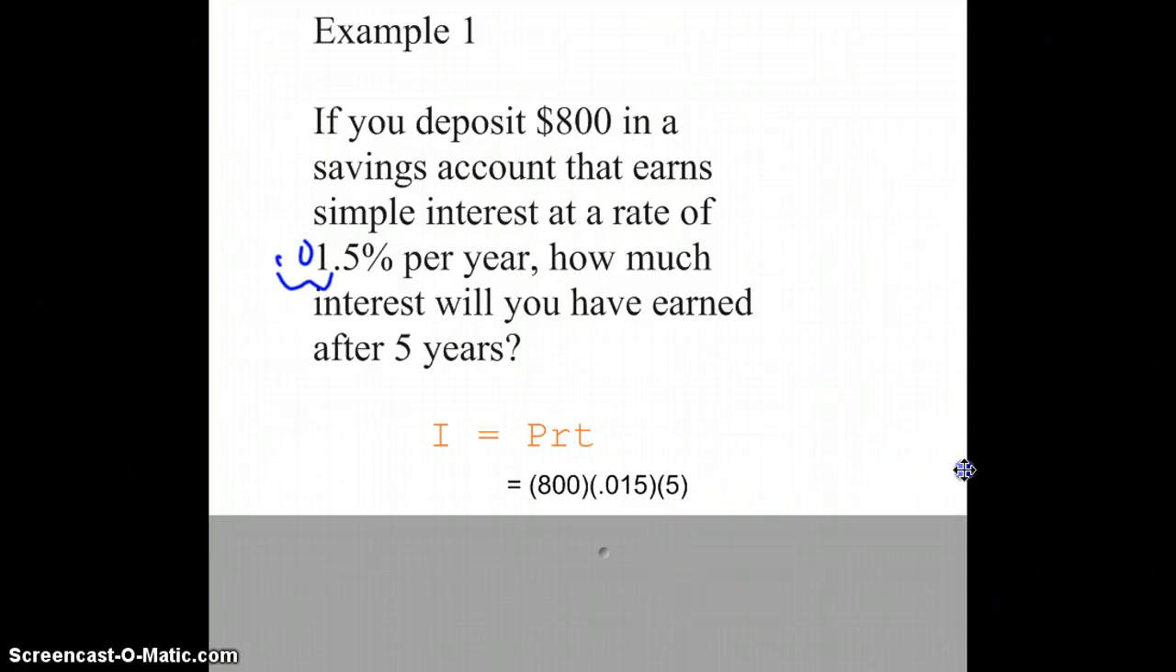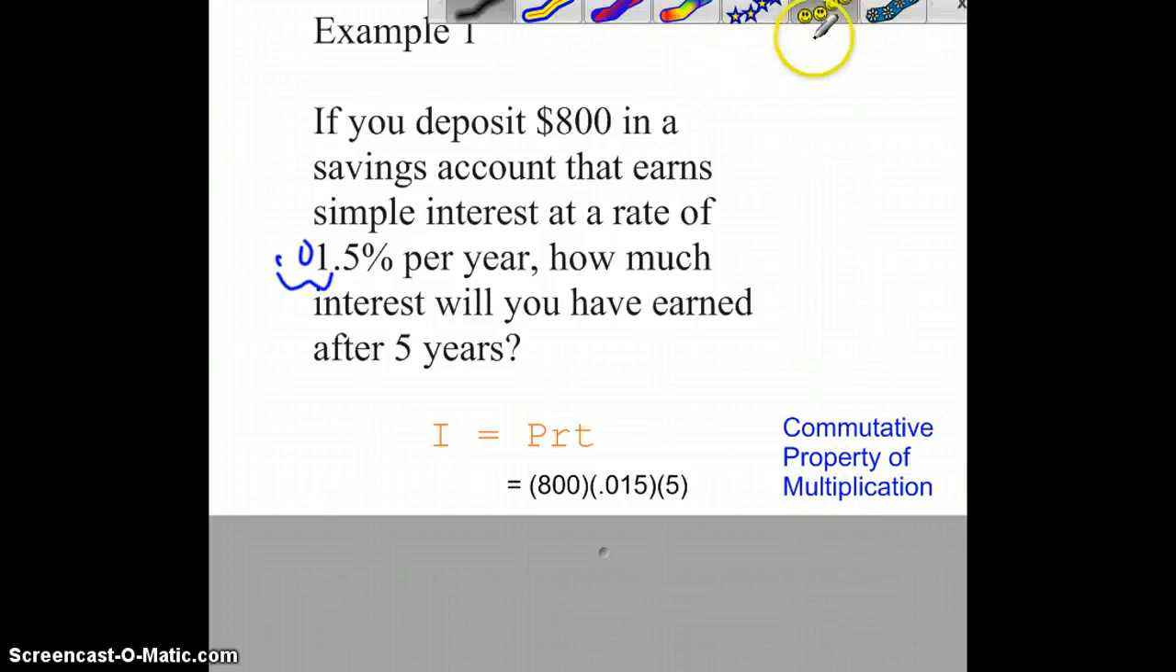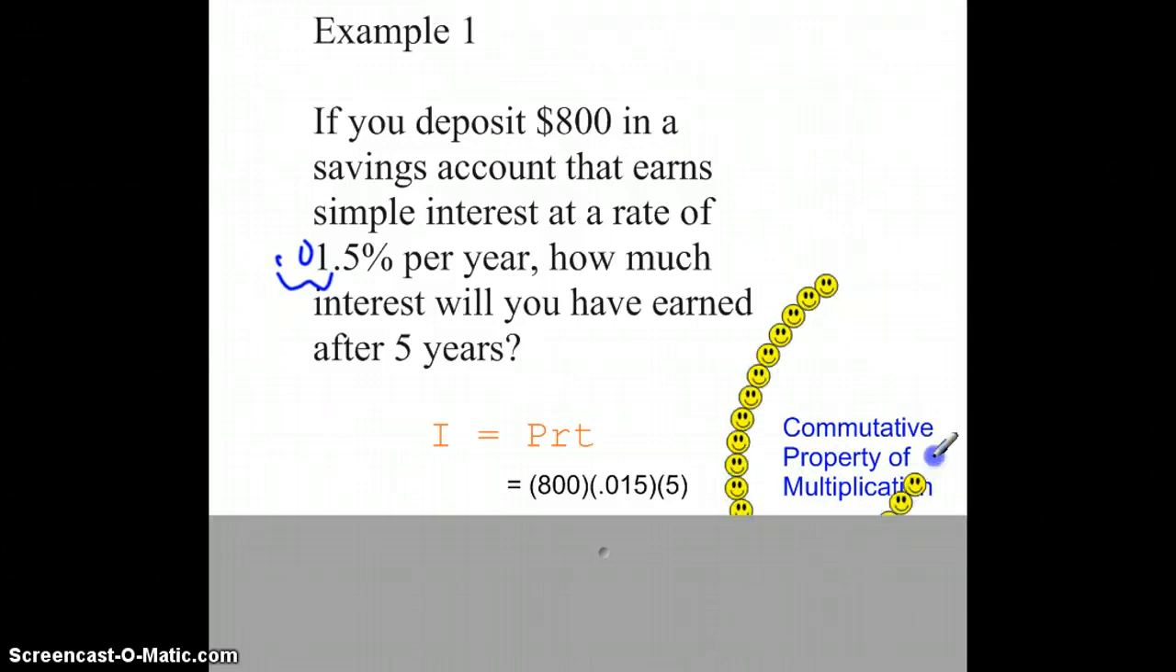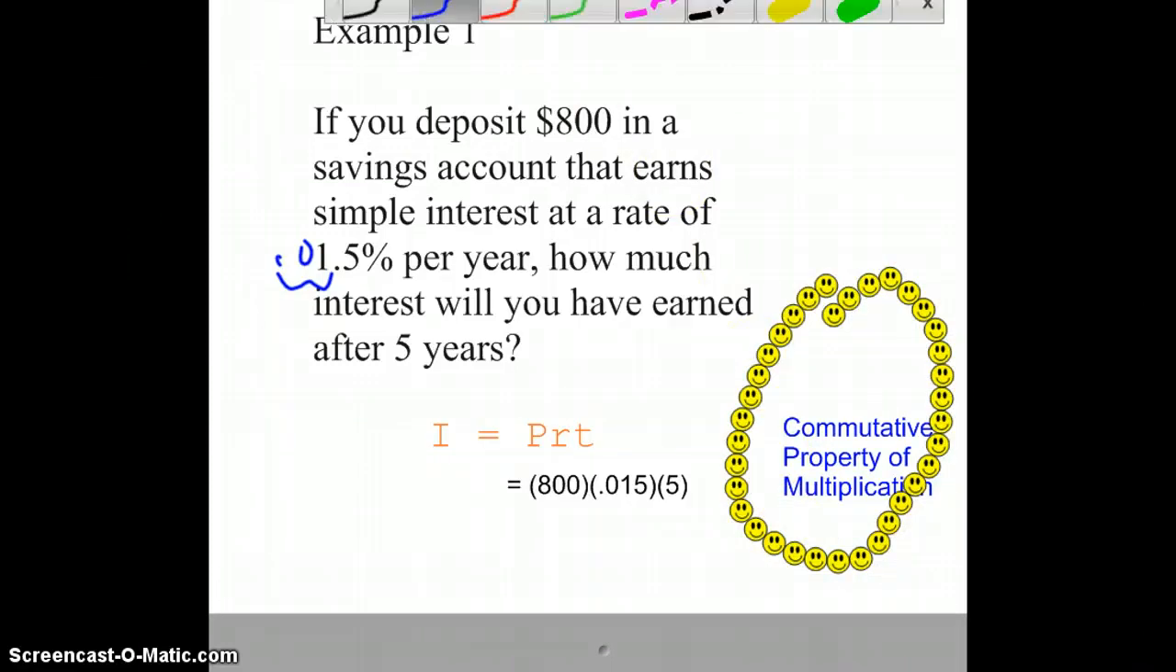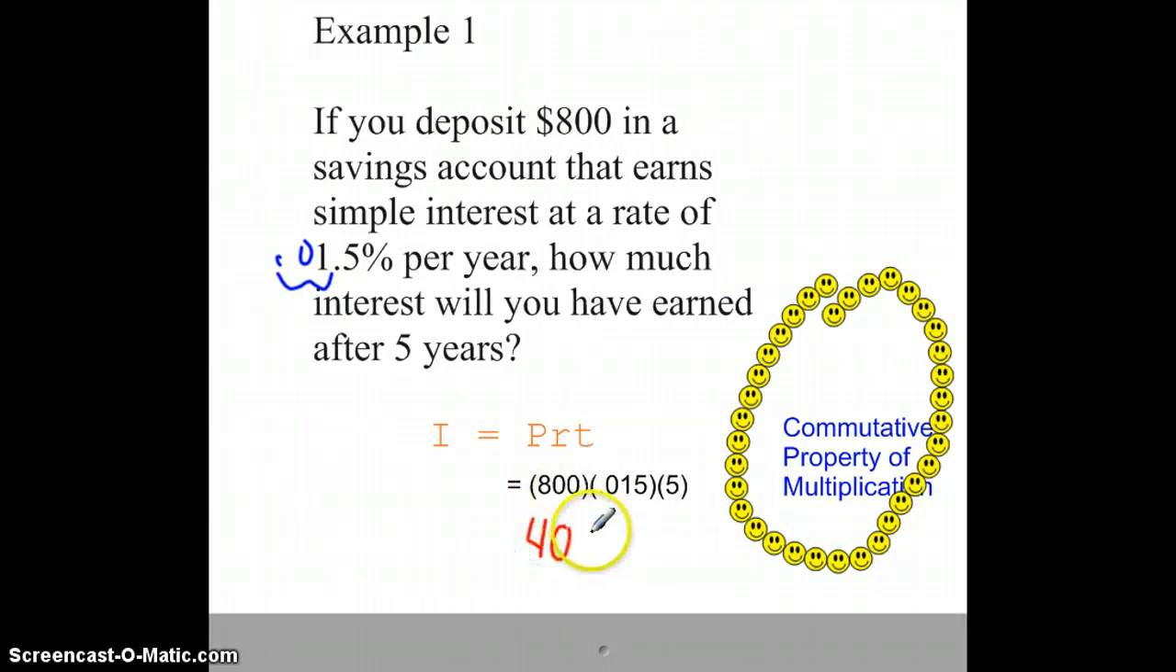So if you shouted out the commutative property, hooray, yeah, you're so smart. Commutative property of multiplication. Okay, let's take a look back here. Let's finish solving this problem. So me personally, I'm going to do 800 times 5. I know 8 times 5 is 40. Now I'll bring these 2 zeros down with me along for the ride.